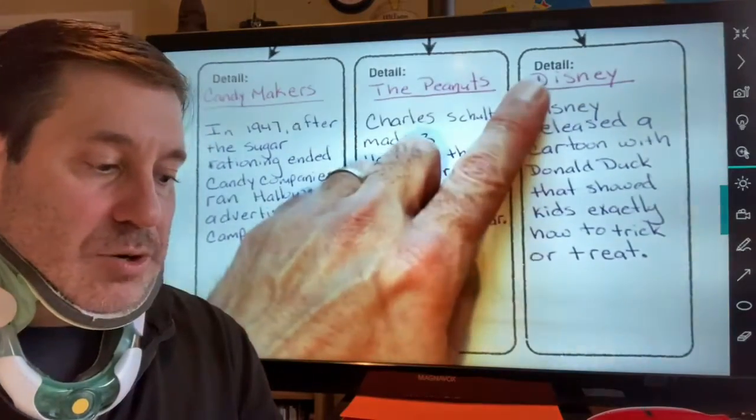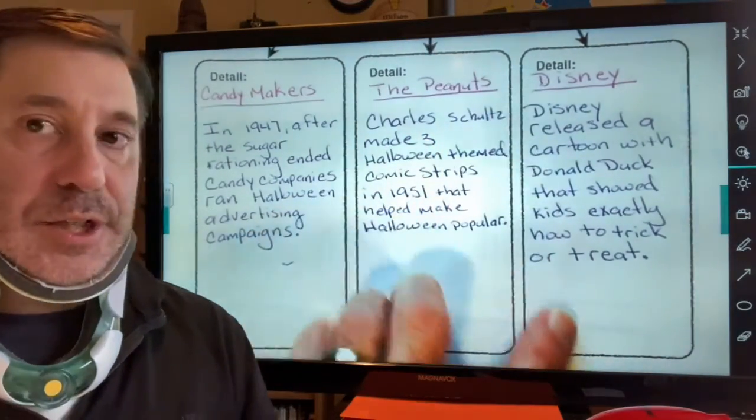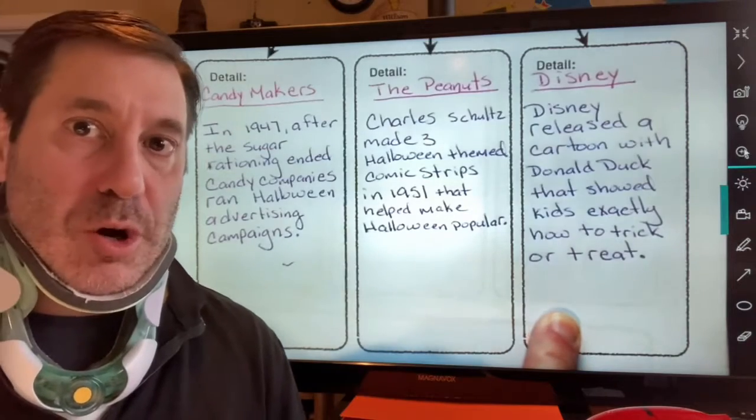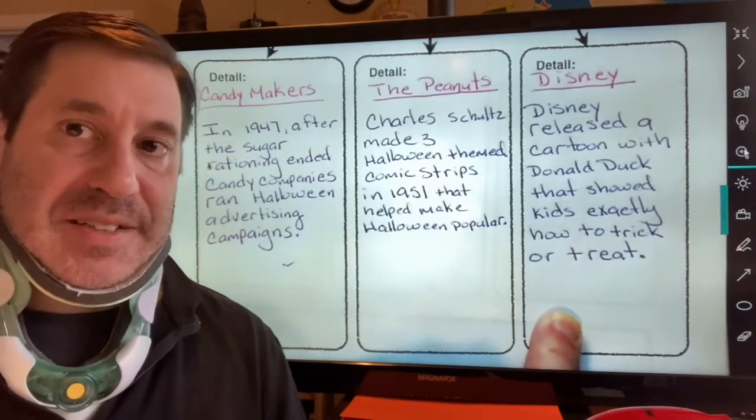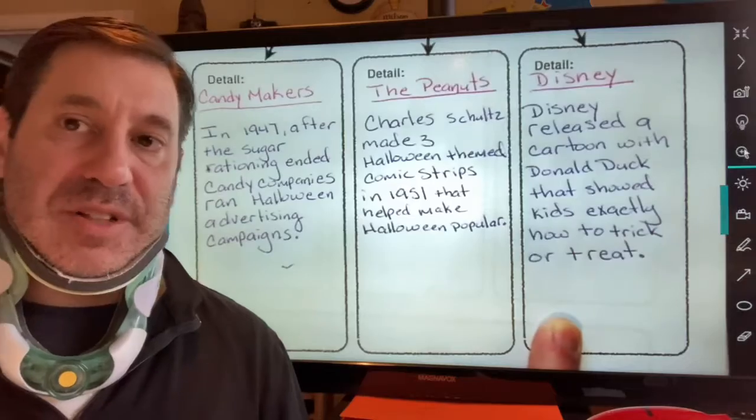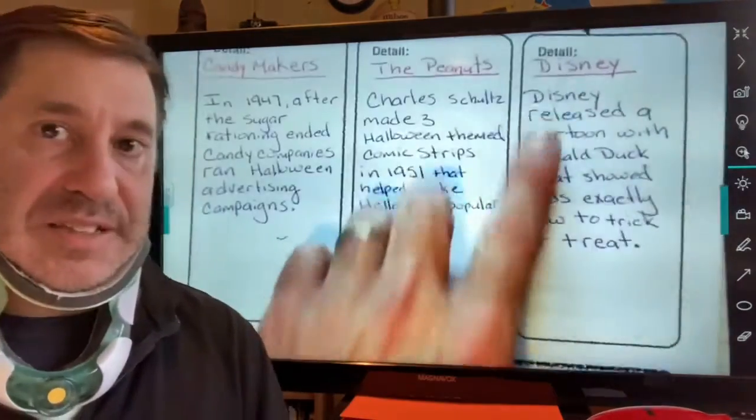It would do me no good if in this last detail you wrote about the cartoon and just wrote about what happens in the cartoon. Because again, that's not what saved Halloween. What saved Halloween is the fact that they did release a cartoon.